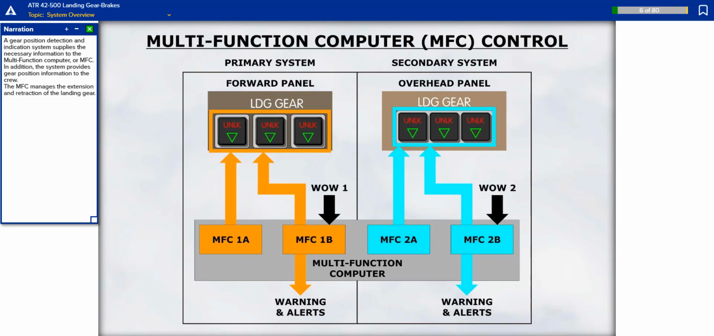A gear position detection and indication system supplies the necessary information to the multifunction computer, or MFC. In addition, the system provides gear position information to the crew. The MFC manages the extension and retraction of the landing gear.